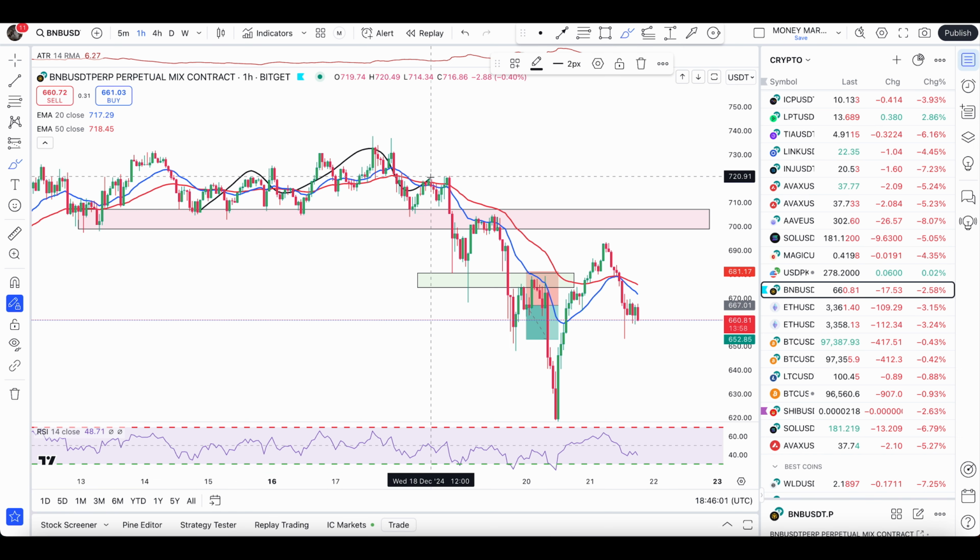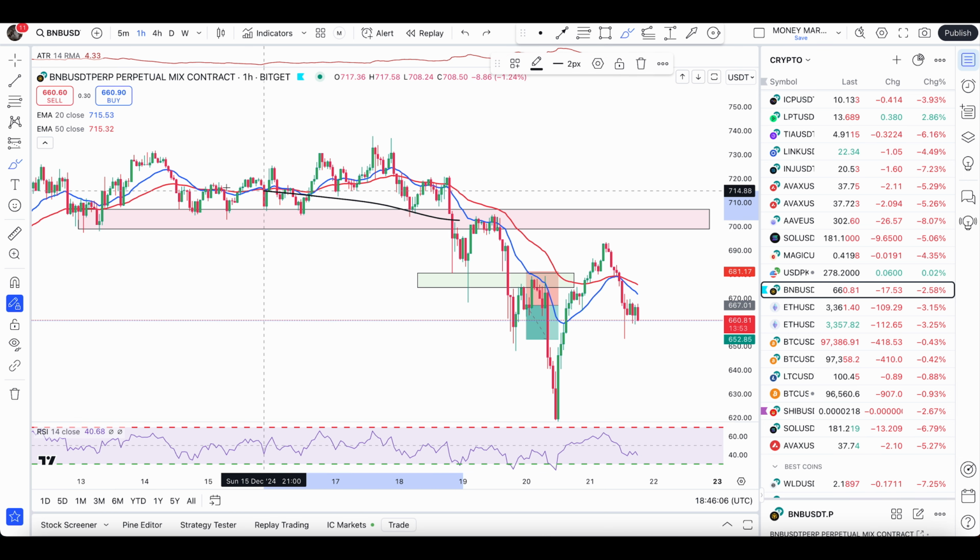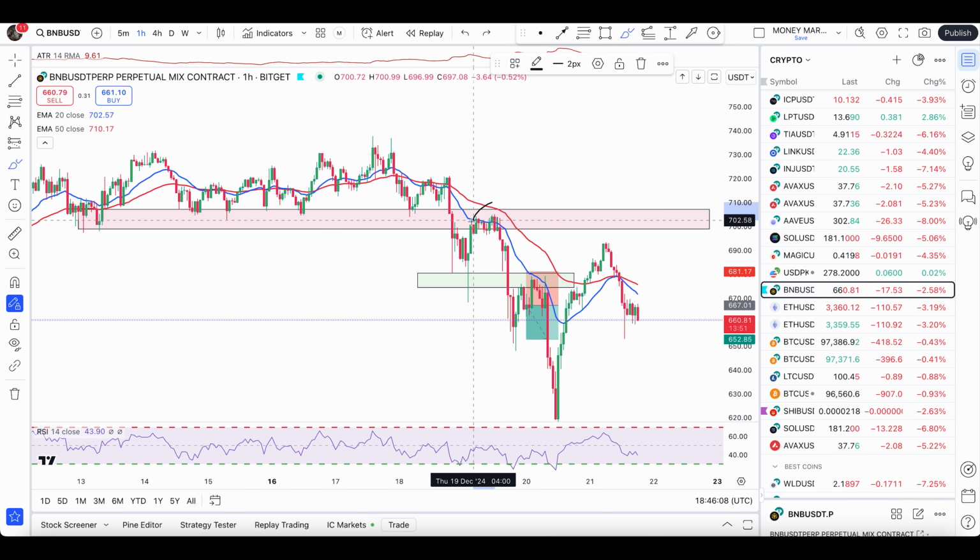After the consolidation, we had a break below the structure level, right? After the break, we had a pullback to the previous structure level that was broken. With that, we had the bearish engulfer. Happened where? Happened below 50 EMA. Entry right here, nice fall.